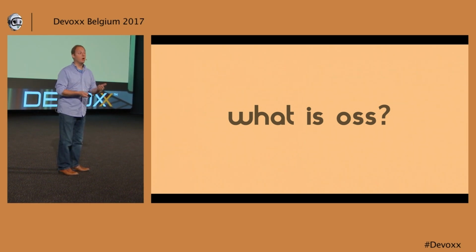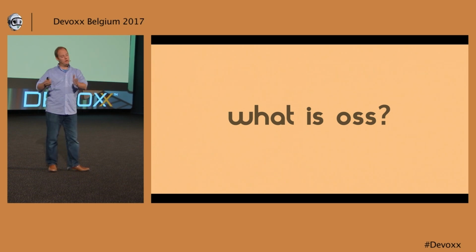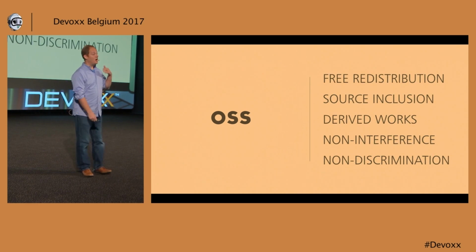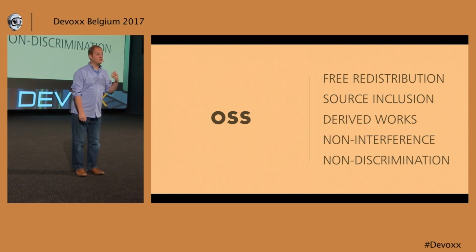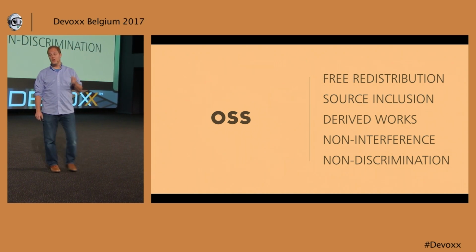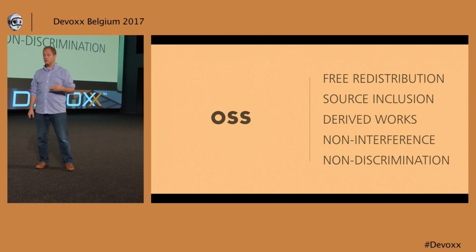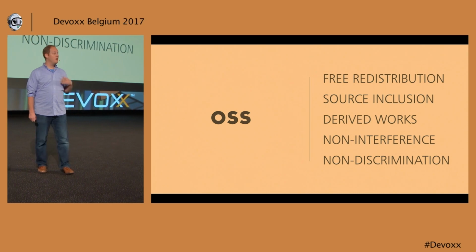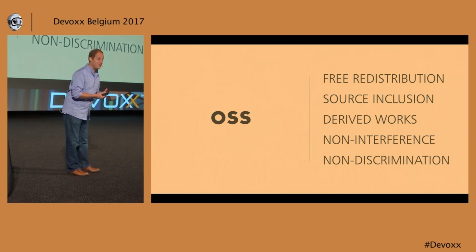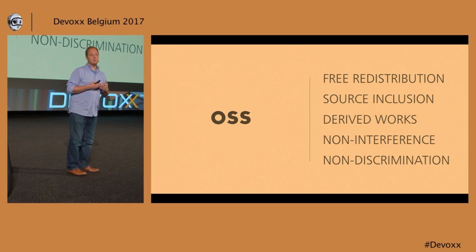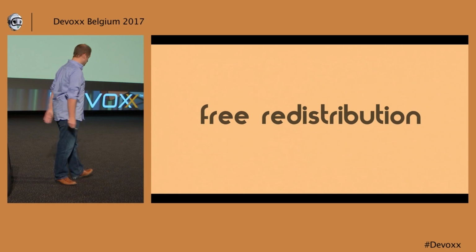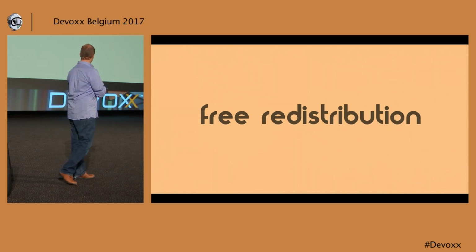What does that mean? Well, we're going to talk about several very popular licenses a little later in the talk, but to be an open source license, it has to satisfy a certain set of criteria. We're talking about these each in turn: free redistribution, source inclusion, derived works, non-interference, non-discrimination. What do these things mean? What does it mean when we say that we have an open source license and open source software? First off, free redistribution.